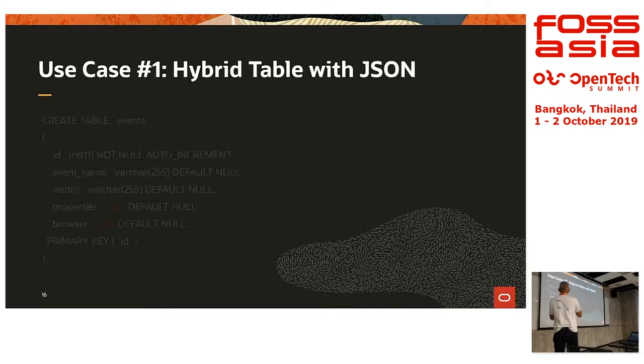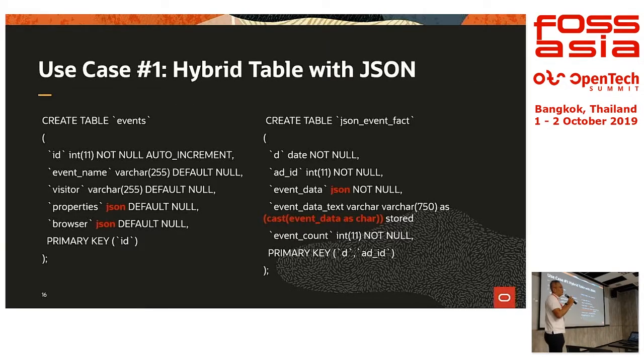Okay, so use case number one: you can combine JSON with relational data types. And this is the power of using MySQL JSON support. One thing is that you can leverage indexing, being able to create an index on a column to manage, select, and aggregate your JSON documents.